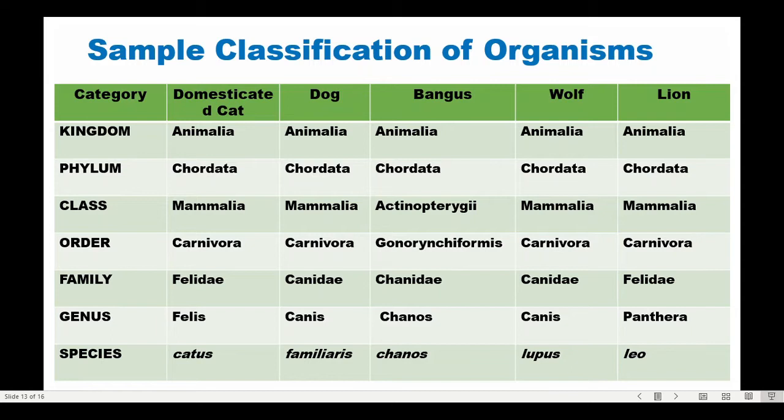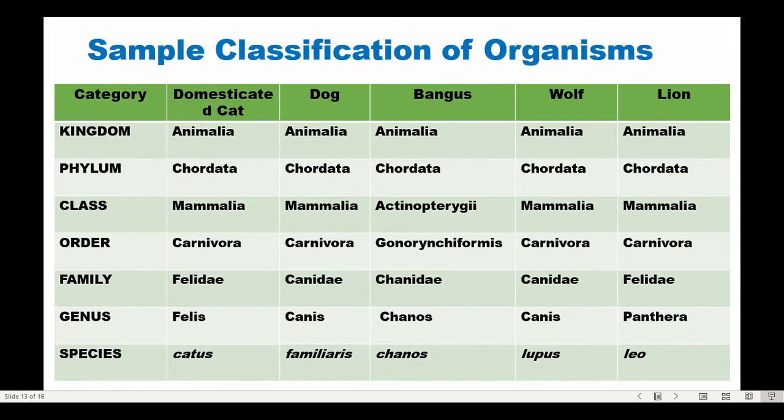Again, ang naiba lang is bangus. Kasi yung cat, dog, wolf, lion, they are carnivora. Order Carnivora. Kaya nga sila mga carnivorous, diba? Yung bangus, hindi naman carnivorous yan. Under siya ng Gonorhynchiformes. Yan. So, iba yung kinakain nila, hindi meat, no?